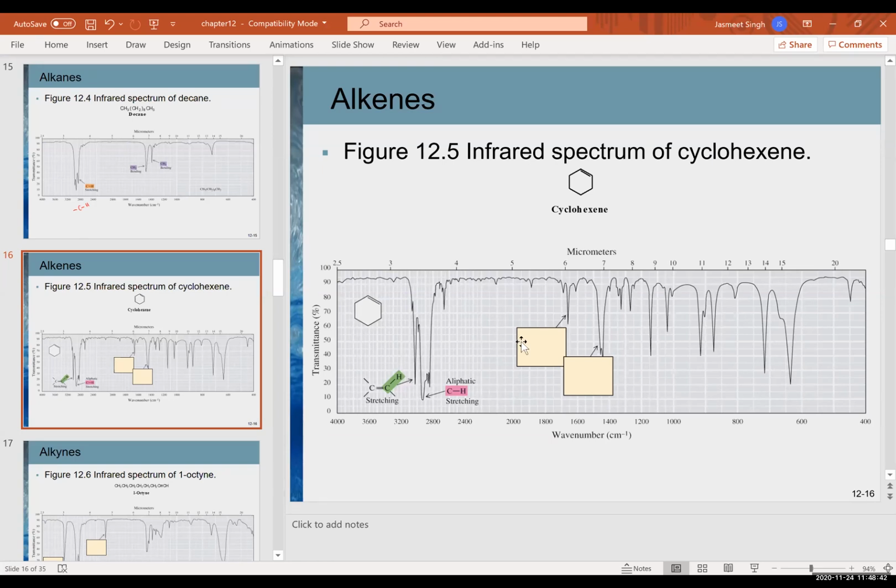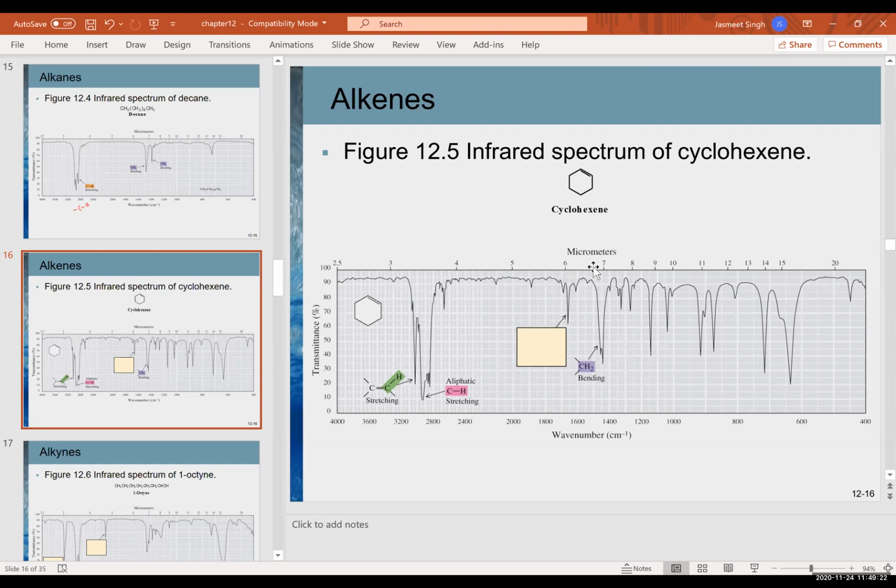Now, how about this one here? That's the CH2 bending. This was again CH2 bending, just like alkanes, because it still has CH2 groups here. And then we will get this peak at around 1700, a little bit less than 1700. If you look at your table, what do you think? What is this? It's the double bond, C double bond C.